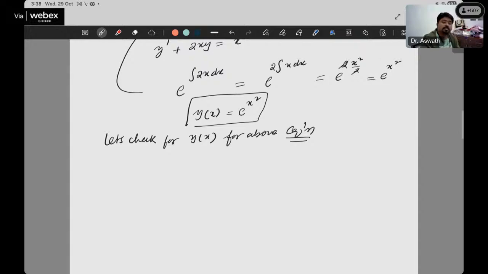Now here in this case, I'm just trying whether the given exponential x square could satisfy our equation or not. Now if y of x is exponential x square, what is y dash? y dash is exponential x square into 2x. Okay, right? So that is very good.